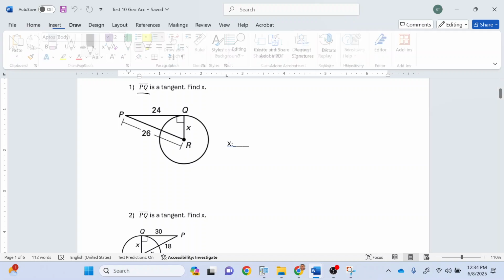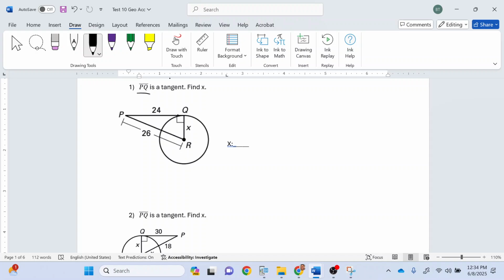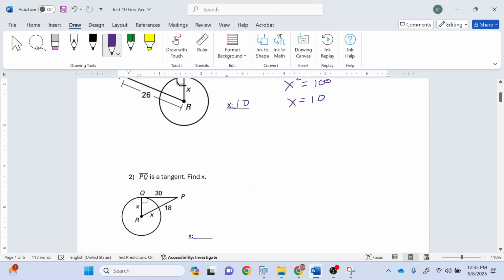All right. PQ is a tangent. Because it's a tangent, I know this is a right angle, even though I drew it. And because it's a right angle, I can use the Pythagorean theorem. I would do x squared plus 24 squared equals 26 squared. So x squared equals 26 times 26 minus 24 times 24. A little bit of algebra, you'll get x squared equals 100, so x equals 10. You don't use the negative version because you're talking about an actual distance.